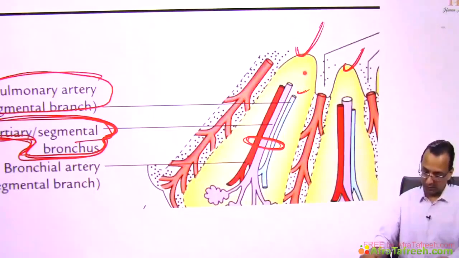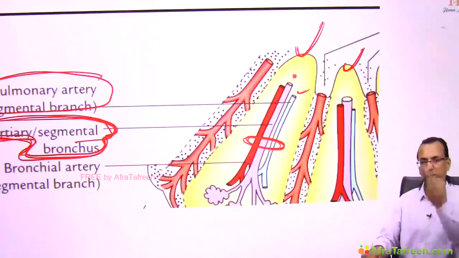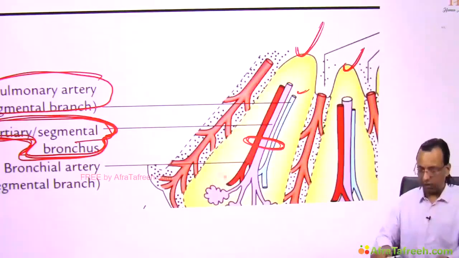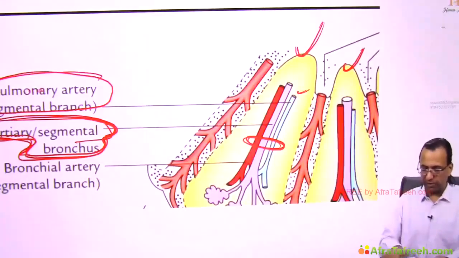So what is this tertiary bronchus bringing? Oxygen into the alveolus. So the tertiary bronchus brings the oxygen into the lungs. Yes, the alveolus, and that is where there is some exchange of gases. This blue color which you are seeing is the pulmonary artery branch. Yes, it brings the deoxygenated blood.